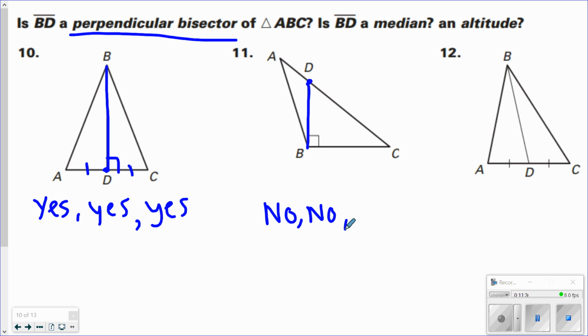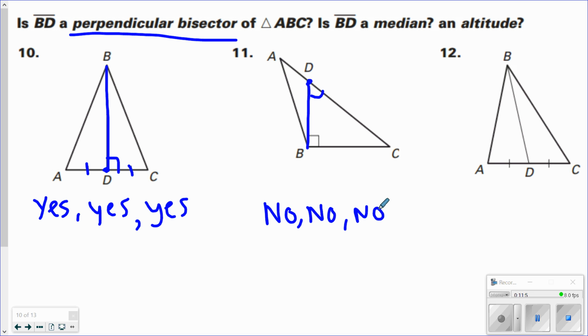And then finally, is it an altitude? I do see a 90-degree angle here, but remember, we have to have a segment that goes from the vertex to a side on the line that creates a 90-degree angle. So the 90-degree angle should be down here, which we see is not a 90-degree angle. So the answer here is no.